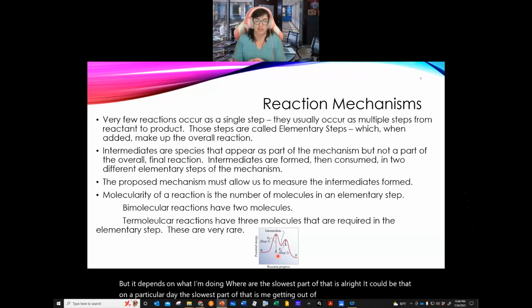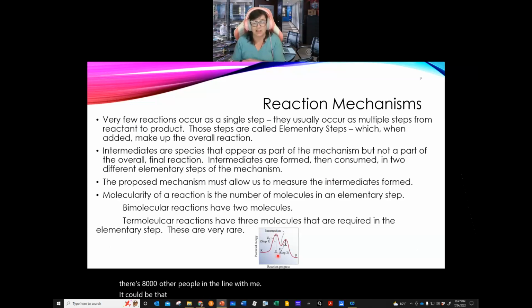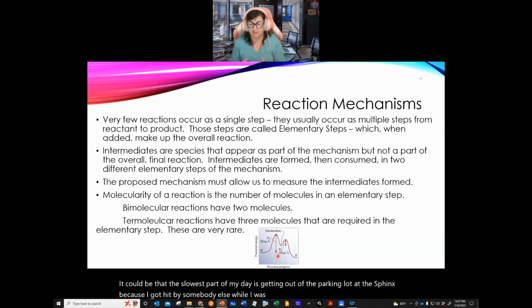It could be on a particular day that the slowest part of that is me stopping at the Sphinx to get something because there's 8,000 other people in the line with me. It could be that the slowest part of my day is getting out of the parking lot at the Sphinx because I got hit by somebody else while I was there. All of these things happen, okay?